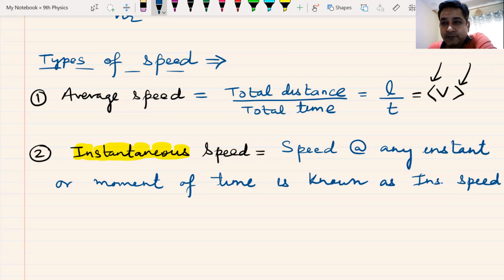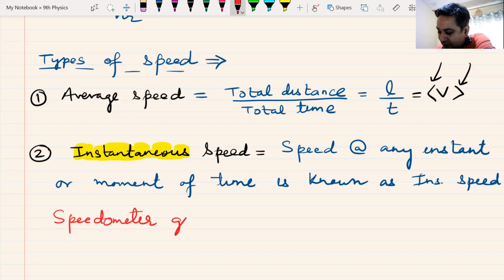You look at the speedometer. What is that speedometer? How does it look? It's like a circle with an arrow. Yes, speedometer. You look at the speedometer of your vehicle. The speedometer gives you your instantaneous speed.